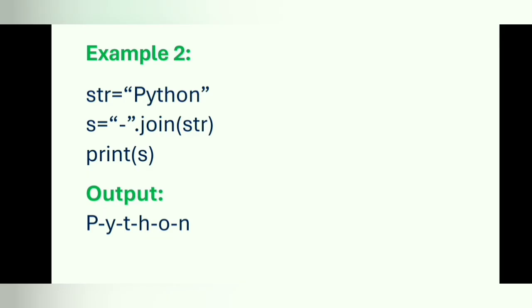The return value will be stored in the variable s. Then print(s) will print the new string. The output is P-Y-T-H-O-N. Notice that the string join is called on is inserted between each character of the string argument. Here all characters of the string are joined into one string by using the hyphen character as a separator. The string join method returns a new string where all items in an iterable are joined into one string by using a string separator.